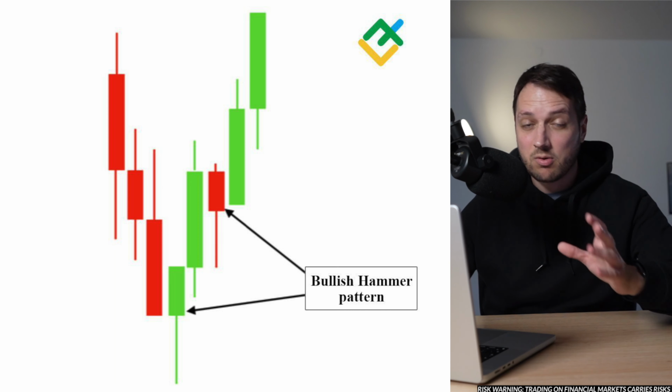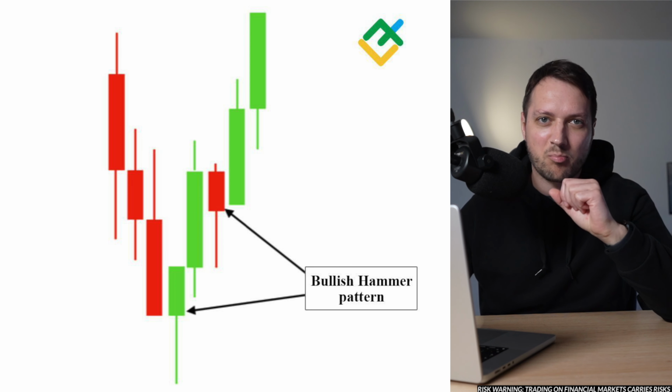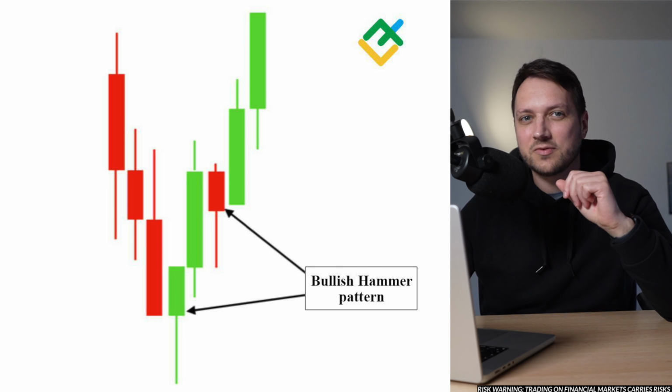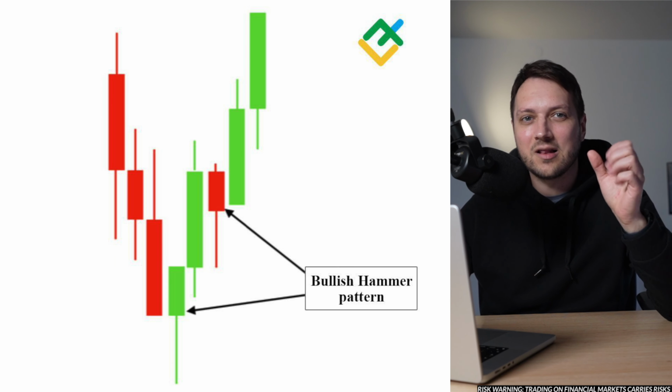And so, the color of the hammer is not important, but the very structure of the bar is. However, a green candle, which is a bullish candle, indicates stronger buying power. The name of this pattern comes from its shape, of course: a small body with a long wick down that looks like a hammer.